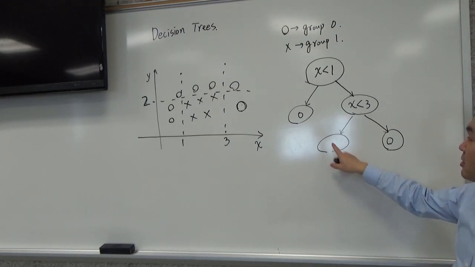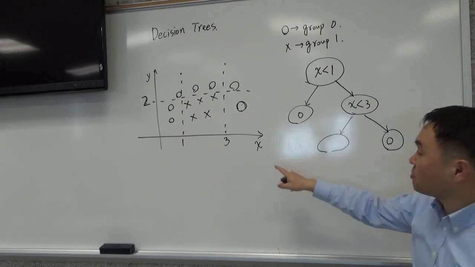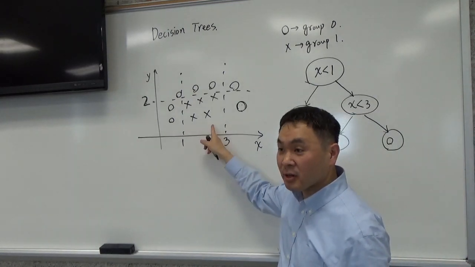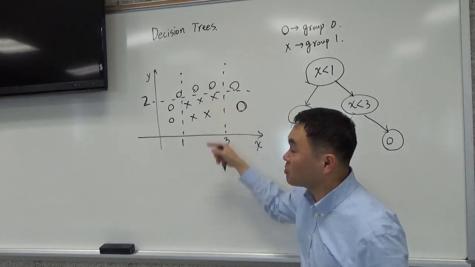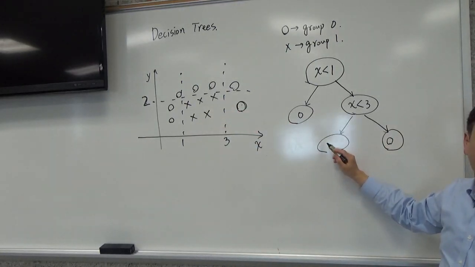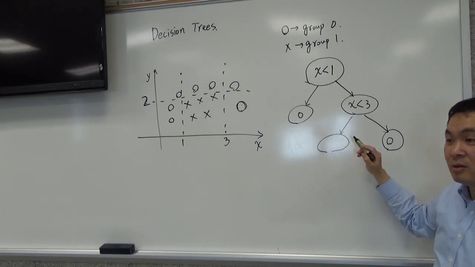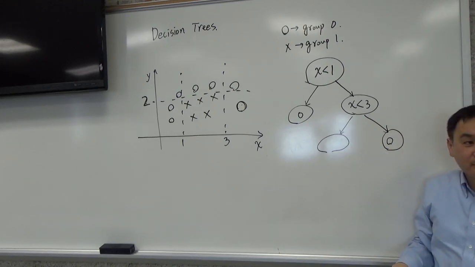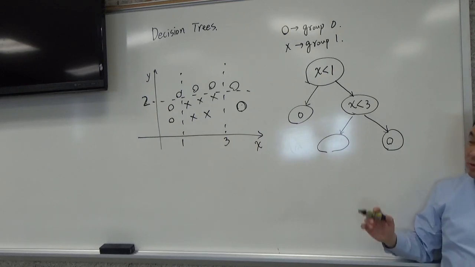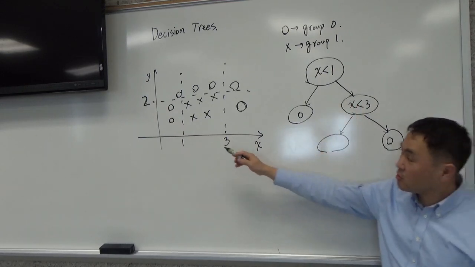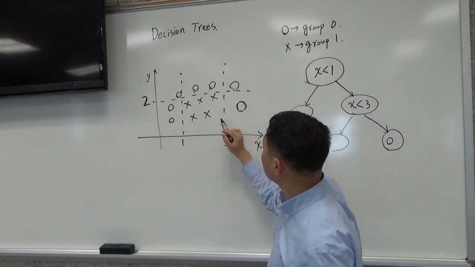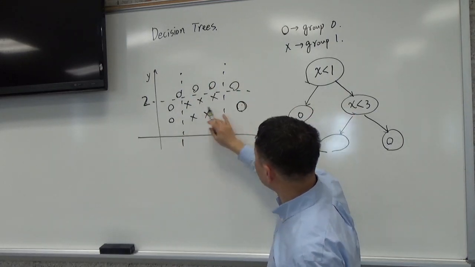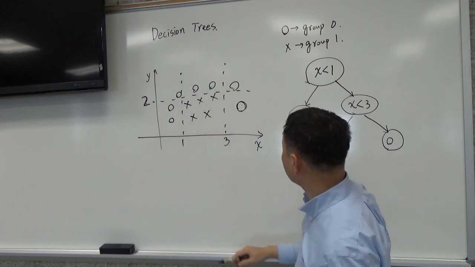And now, finally, what are we left? These are the guys which are between 1 and 3, right? So here, what should I say? What's the criteria? X bigger than 1. No. What's the criteria? No, look at the data. What do we have? X less than 1 is this part, and this one. And X less than 3 is these two, and then this is what we have, right? Yeah. X bigger than 1.